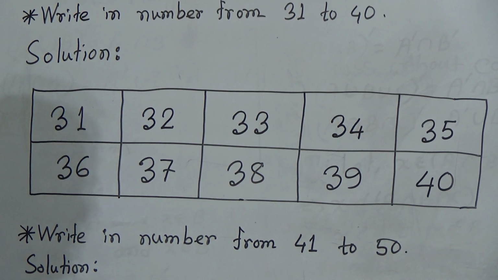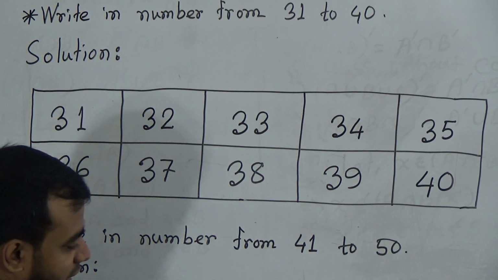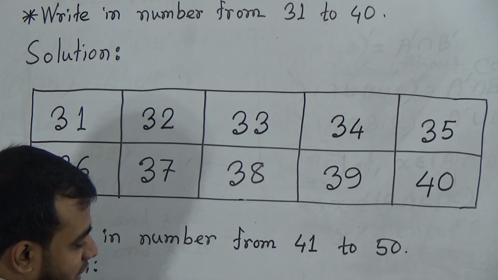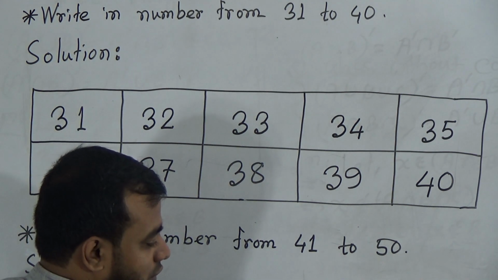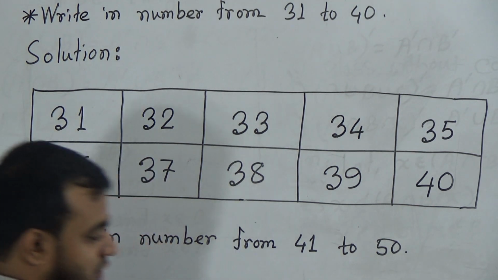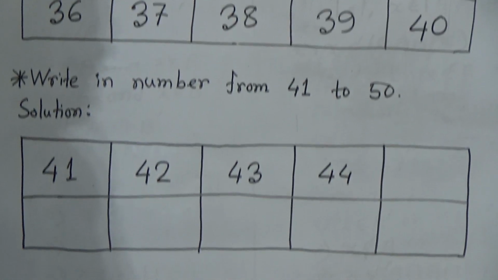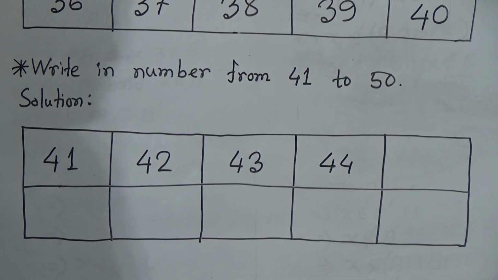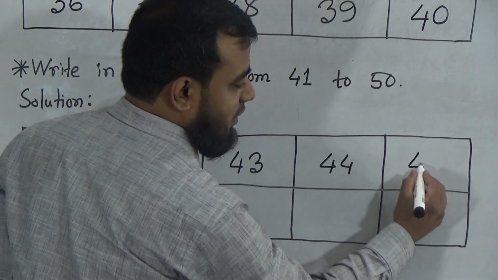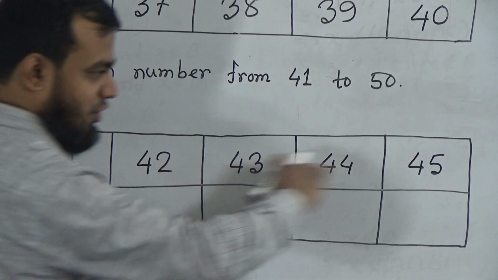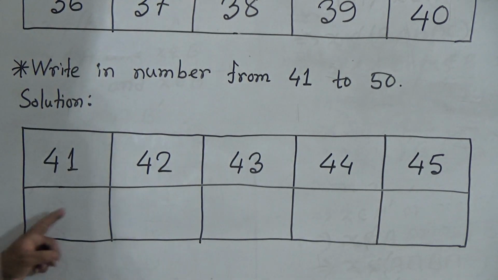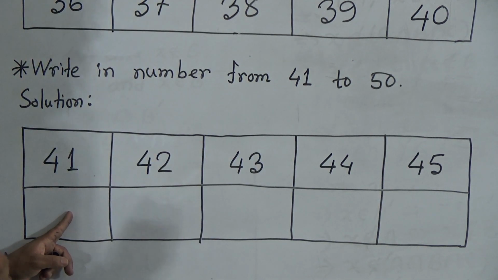After 42, the number that comes is 43. 4 and 3 makes the number 43. 43's next number is 44. 4 and 4 makes the number 44. After 44, my dear students, the number that comes is 45. 4 and 5 makes the number 45. After 45, we have already filled up this row. Now we will go to the next row, first column.